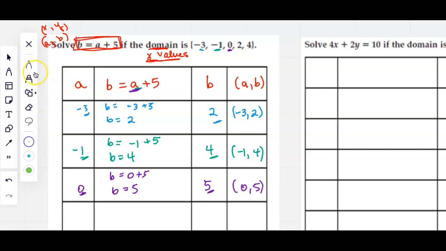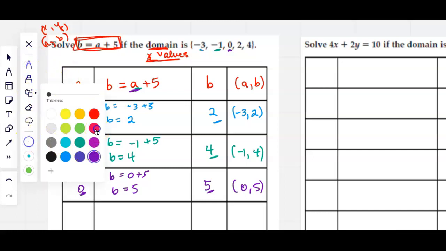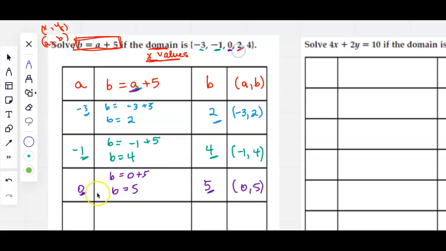Alrighty, our next one is 2. Now we got B equals, once again, it starts off with A. A is 2 plus 5. 2 plus 5 is 7, so B equals 7. So B is 7, and our ordered pair is going to be 2, 7.